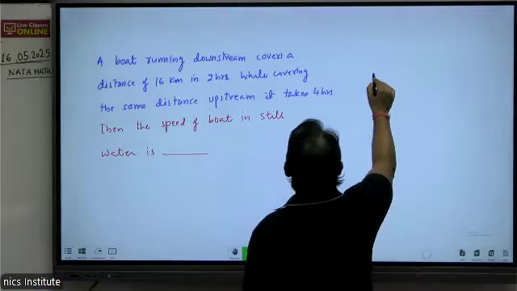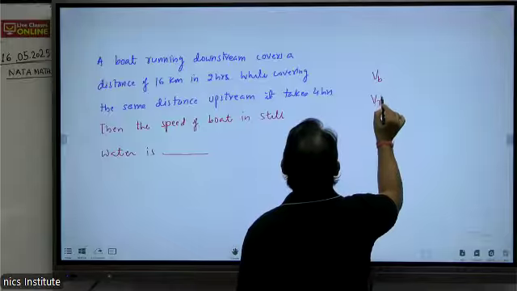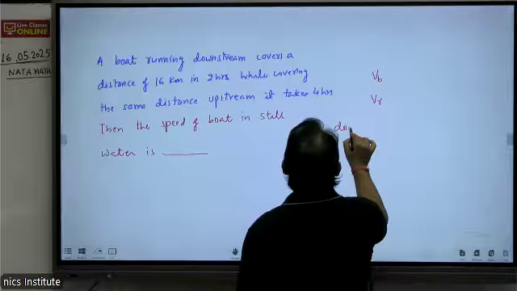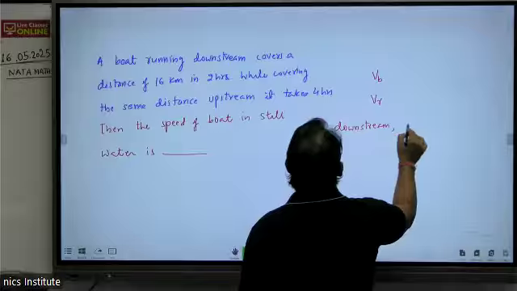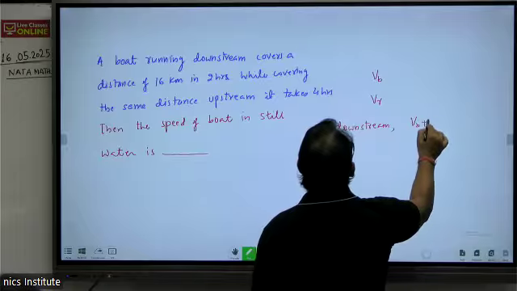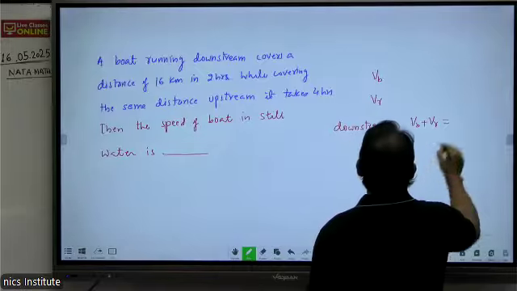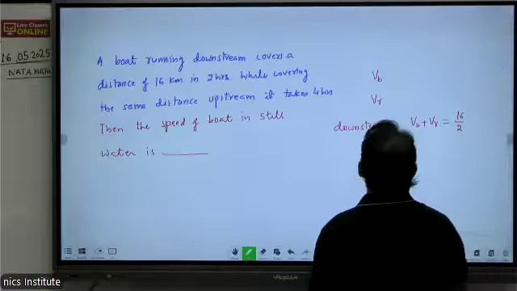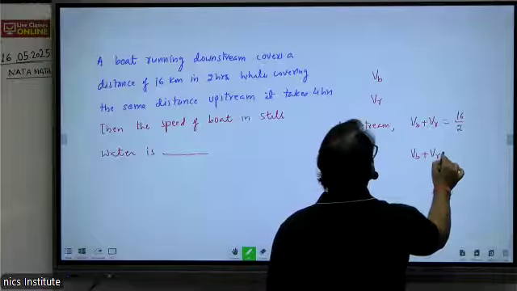In still water, you can take VB. River, you can take VR. So downstream, speeds are added, and the speed would be equal to distance upon time. So VB plus VR is equal to 8.